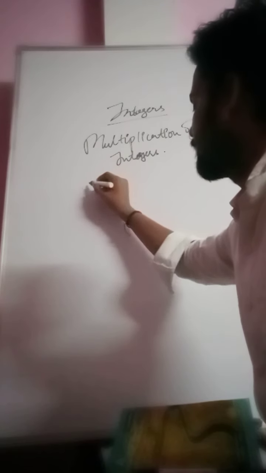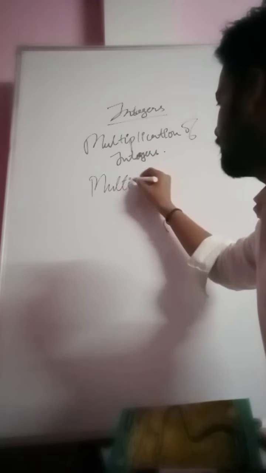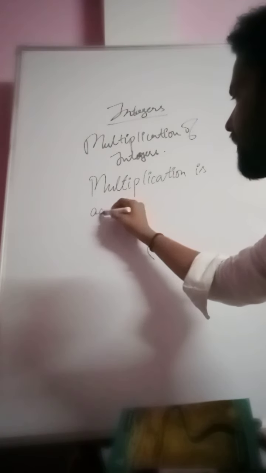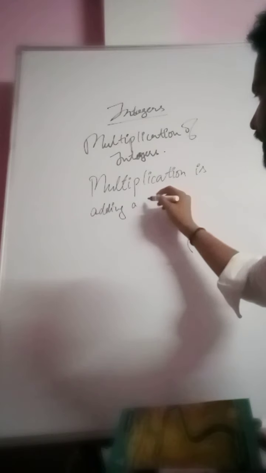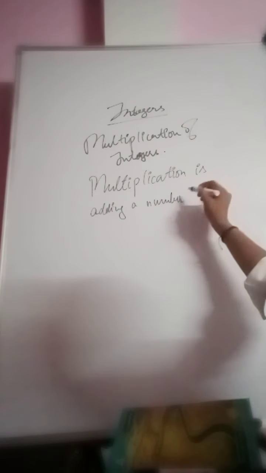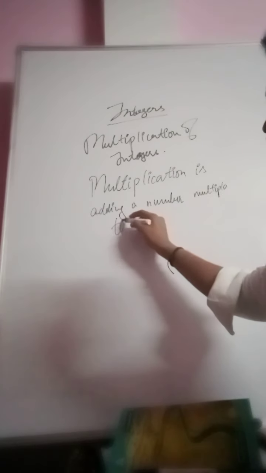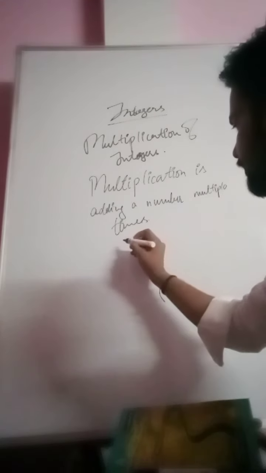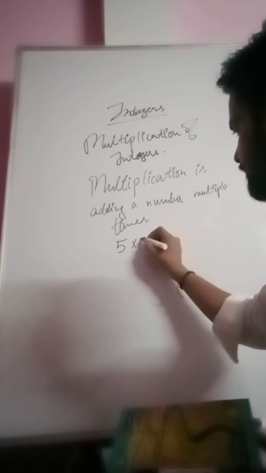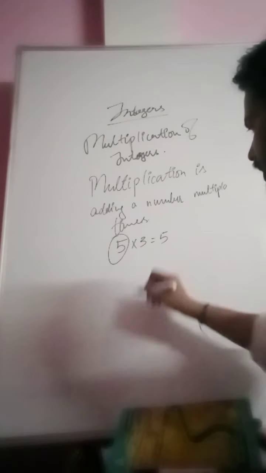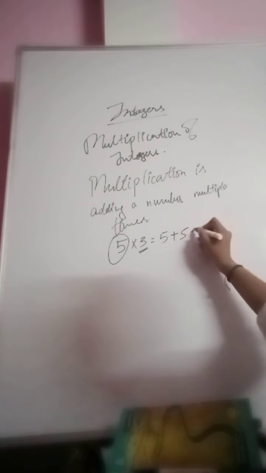For example, multiplication is actually adding a number multiple times. So if I say I have to multiply 5, how many times? 3 times. So it means that I have to add this 5 how many times? 3 times. So 5 plus 5 plus 5.